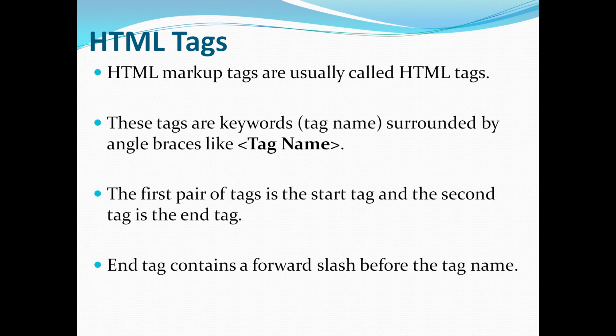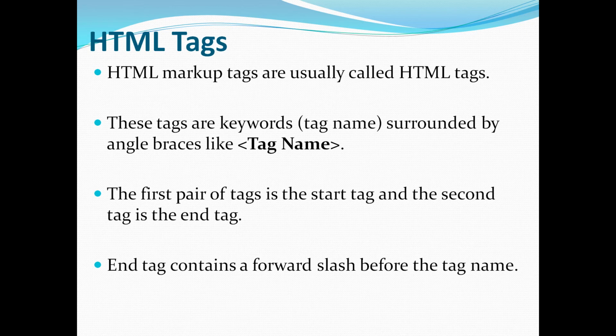For example, in C++ programming, int, char, double, float, while, do while, different keywords are available. These are inbuilt words in a programming language. Like that, in HTML some inbuilt words are there. Those words are known as keywords, and that type of keywords are known as tags.